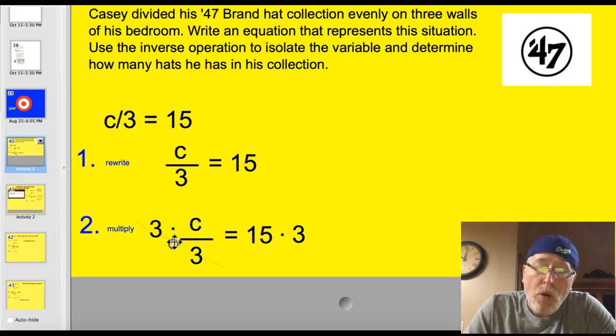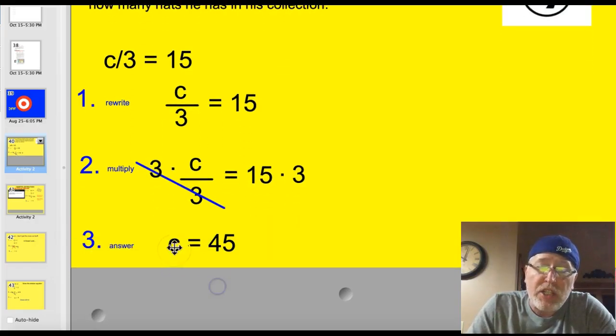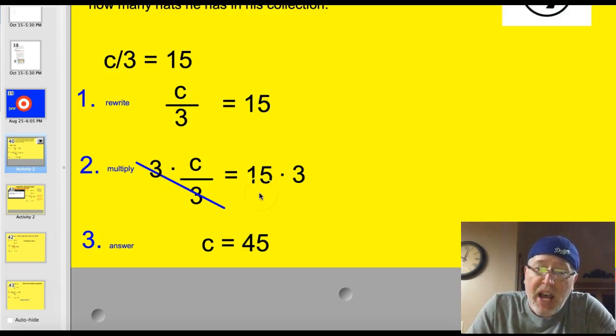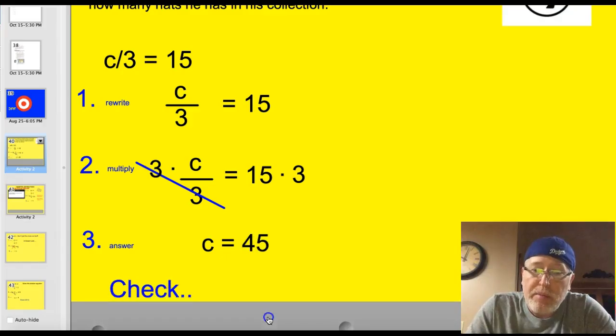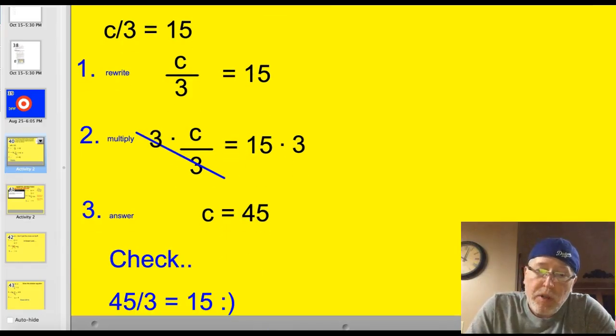All right, now when you multiply, you have a 3 in the numerator and a 3 in the denominator. These 2 3's cross off, and I'll explain that in a little bit. What's left on this side is just C. What's left over on this side is 15 times 3, which is 45. Look how I've got all my equal signs lined up right down the line. Here's my equation. I could put railroad tracks in if I wanted to. Let's check my answer. 45 divided by 3 equals 15, and we are happy and ready to go.